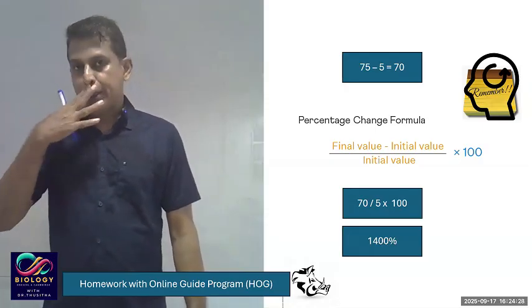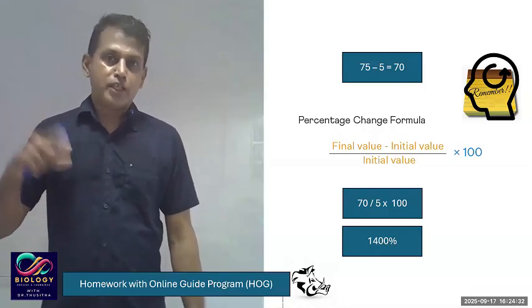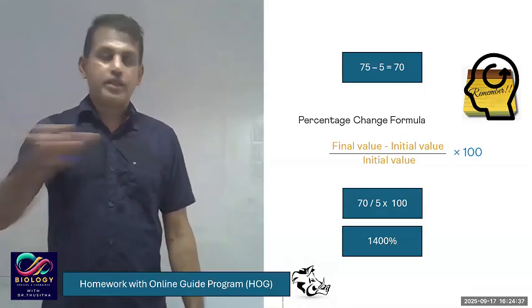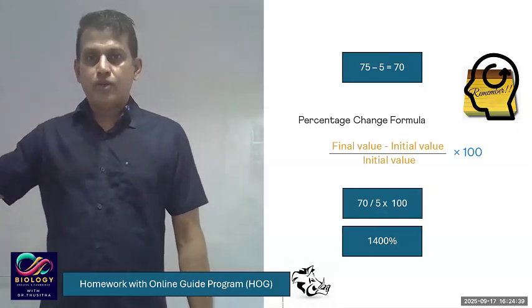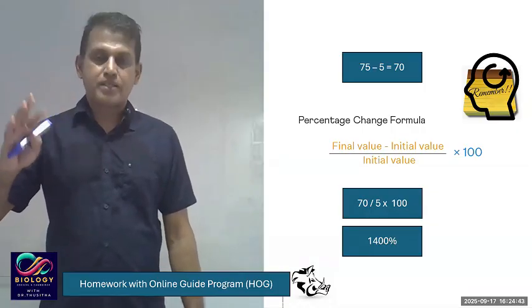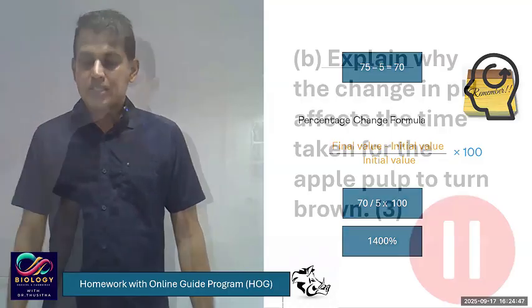So you will get more similar calculations in the future. Use this formula: final value minus initial value, divided by initial value, times 100. Remember the formula. So next time, whenever you get a maths question, you will do it, definitely, right? Okay, let's continue to the next level.